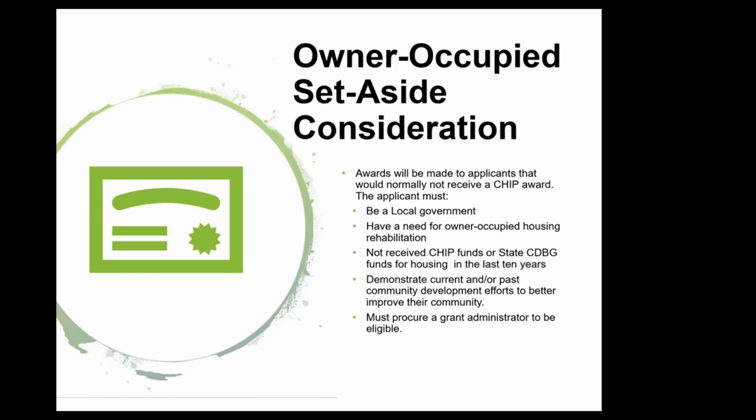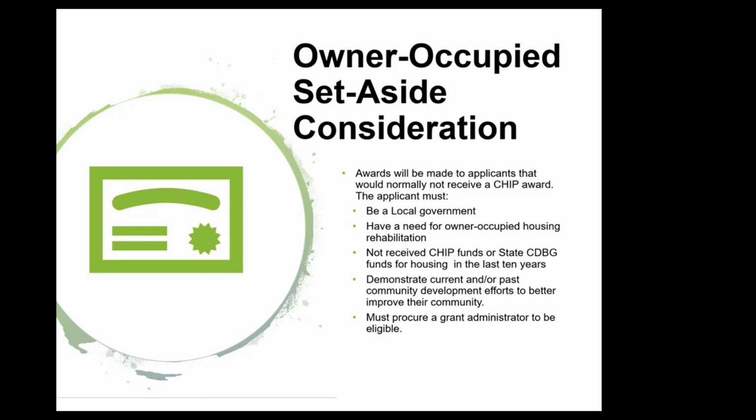To be considered for the set aside, you have to be a local government. You show us or demonstrate that you have a need for owner occupied housing rehab. You cannot have received CHIP or state CDBG funds, which is another program that can be used for housing within DCA and also within the federal government under HUD. You cannot have received those funds within the last 10 years.